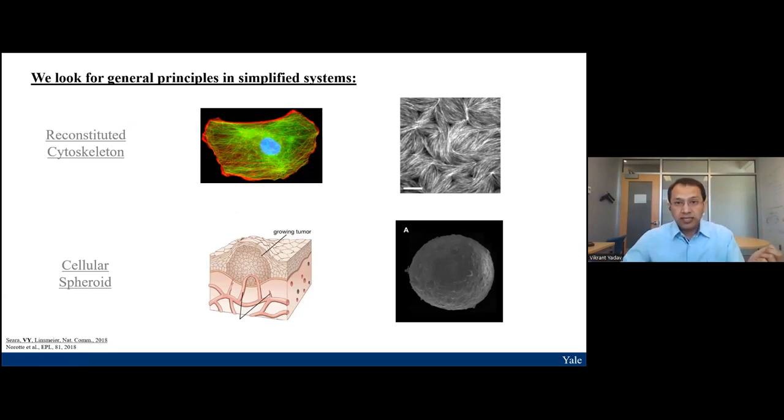So in this case, instead of looking at a full cell where you have thousands, if not tens of thousands, of components which are constantly interacting with each other, if you want to study the cytoskeleton, instead of looking at this full cell, we will simply look at the reconstituted cytoskeleton. Similarly, if you want to understand how a tumor behaves, instead of looking at a tumor which is growing in vivo and can draw some kind of blood supply and oxygen supply, we are going to look at something very simple, which is just a collection of cells or a cellular spheroid.